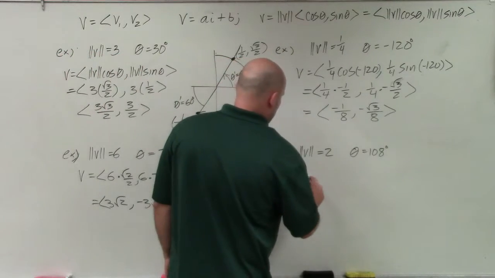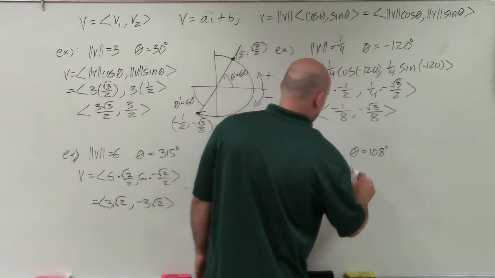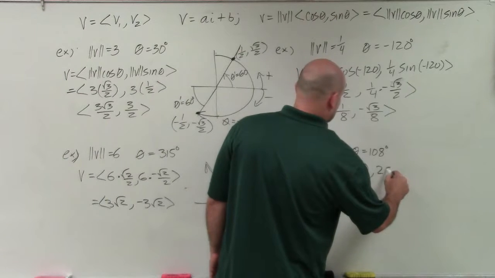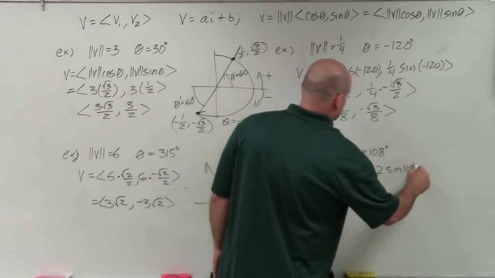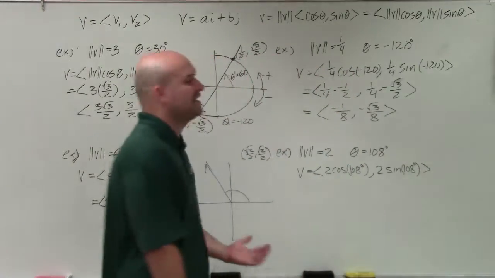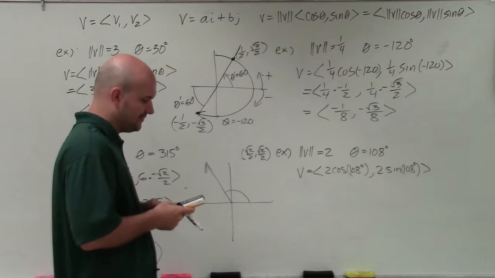So my vector v is going to equal the magnitude 2 times the cosine of 108 degrees, comma, 2 times the sine of 108 degrees. Because I can't really get around it. I can't find the exact values of sine and cosine of 108 degrees. They're not coordinate points I know on the unit circle.